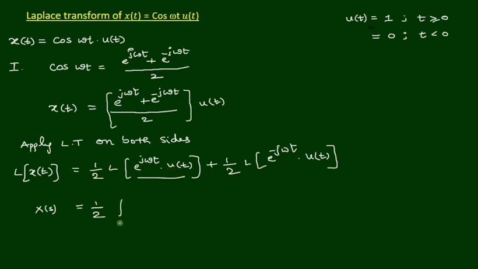So we can write the Laplace transform of this expression as the integral over 0 to infinity of e power j omega t into e power minus st dt, plus the second term, 1 by 2 Laplace transform of this multiplied with u of t. Because of this u of t, the integral limits become 0 to infinity, e power minus j omega t multiplied with e power minus st dt.